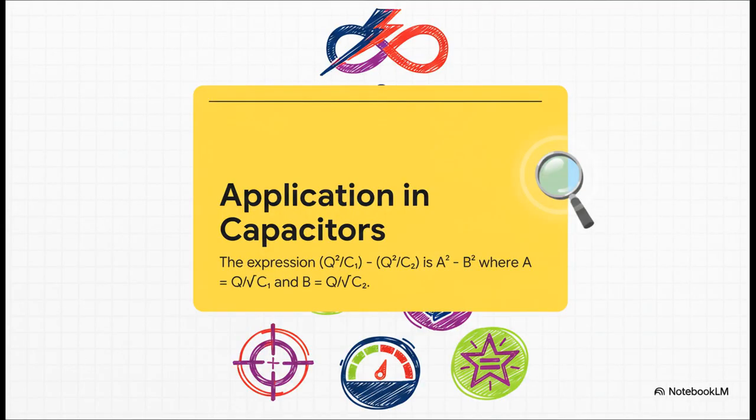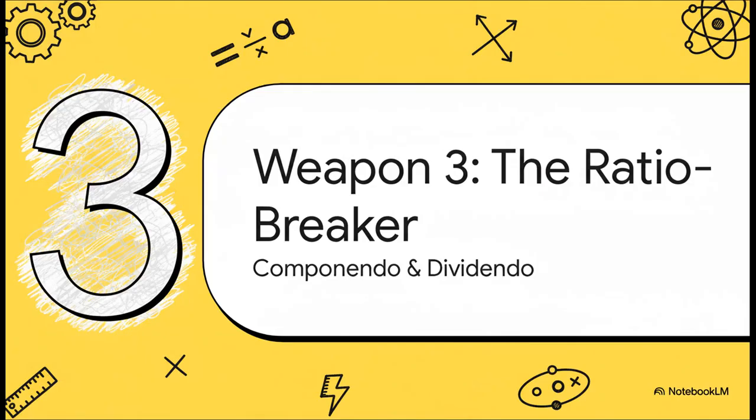For example, take a look at this expression you'd see when dealing with capacitors. It doesn't exactly scream a squared minus b squared, does it? But it's hiding in there. a is just q over the square root of c1, and b is q over the square root of c2. Spotting this lets you instantly simplify the whole thing, which makes your calculation way cleaner and way less likely to have errors.